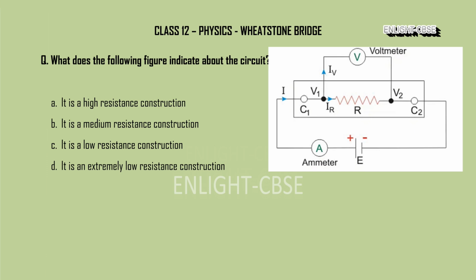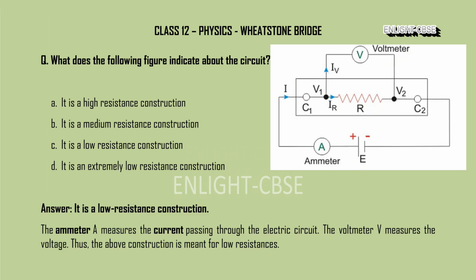Question: what does the following figure indicate about the circuit? A. It is a high resistance construction. B. It is a medium resistance construction. C. It is a low resistance construction. D. It is an extremely low resistance construction. Answer: it is a low resistance construction. The ammeter A measures the current passing through the electric circuit. The voltmeter V measures the voltage. Thus, the above construction is meant for low resistances.